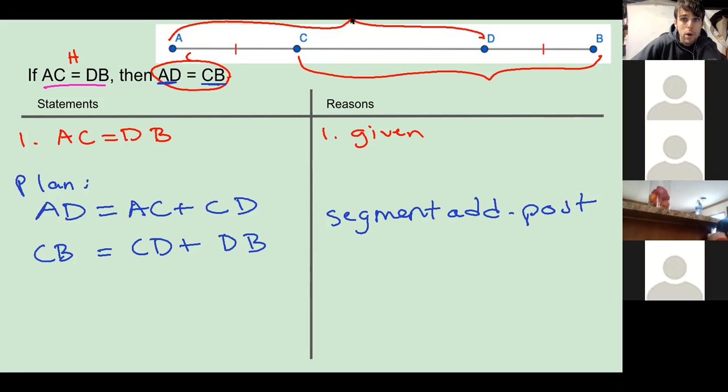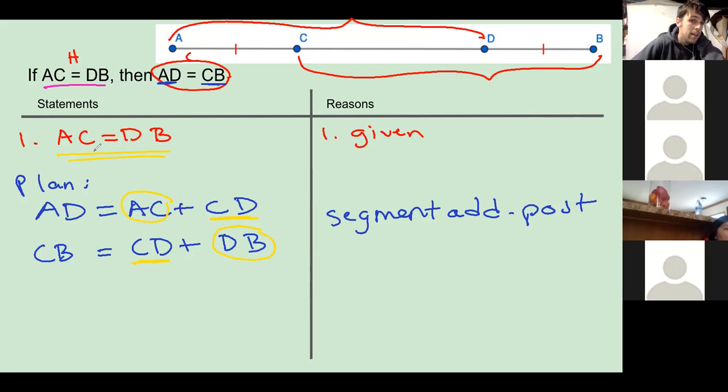I notice they both have some things in common. They both have this segment as part of the equation. And the other thing I notice is that both of those facts are involved up here in my given information. I actually know those two things that I circled are equal based on my given information.